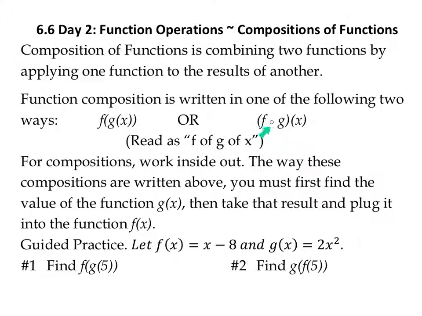Composition can also be written this way, where there's an open circle between the f and the g for the two functions. Different than a dot. When there's a filled in dot, it's multiplying. These are both read as f of g of x. We know this part is just g of x. Now this is f of g of x. So it's a function inside another function.